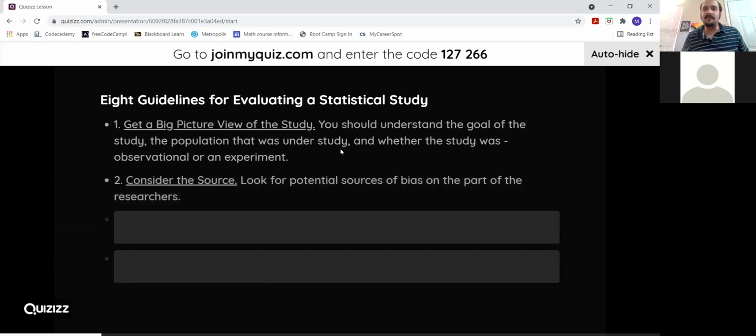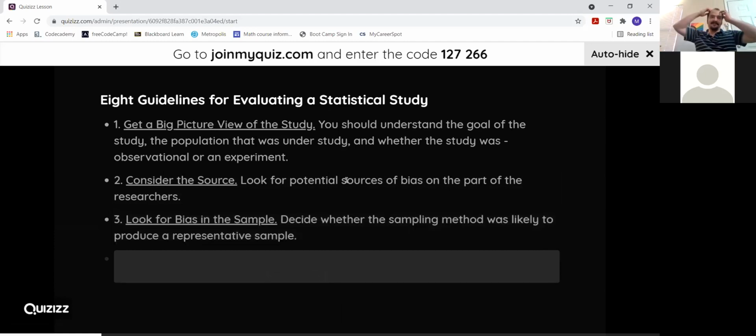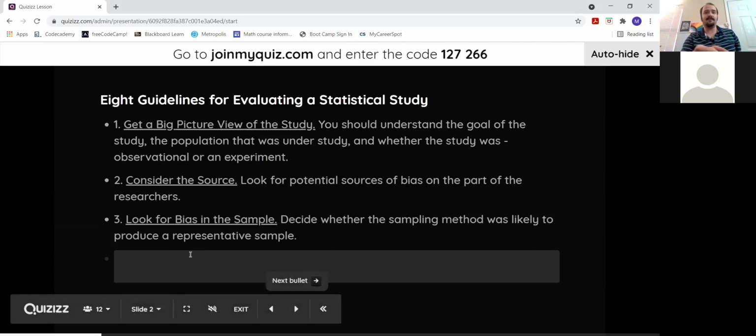Consider the source. Look for potential sources of bias on the part of the researcher. So who's doing the research, who's paying for the research, who's conducting the research, who's publishing it. Look for bias in the sample. We talked about this last time, but when you select your sample, there are a few different ways you can get bias within the sample. Decide whether the sampling method was likely to produce a representative sample. The goal is to have something that is representative.